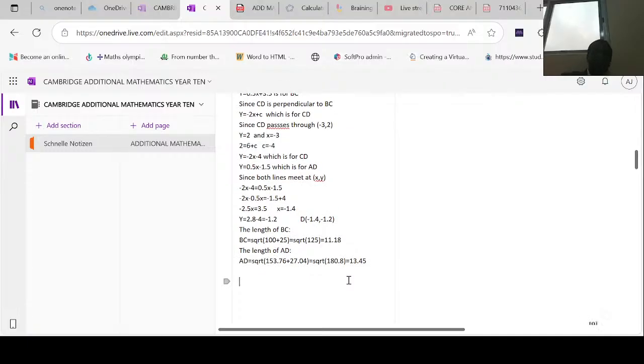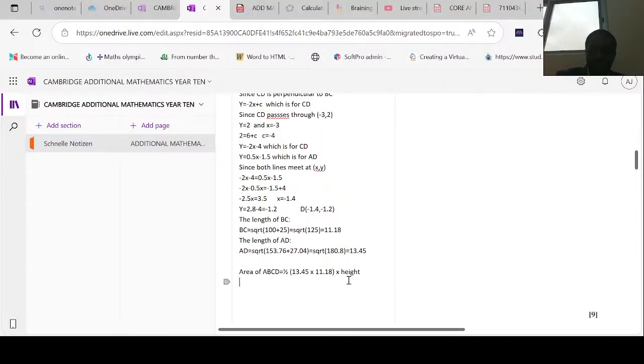So we're almost done. Area of trapezium, area of ABCD is equal to, it's a complex problem anyway, but it's doable. Half, AB, we got the AD right, 13.45, times BC, 11.18, right? Times height. That's just what is left.